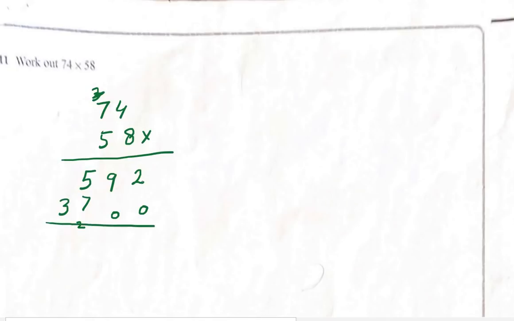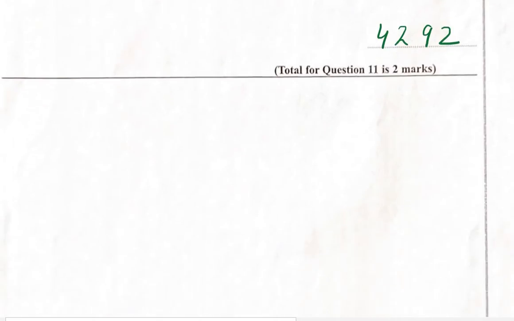Now I can add all these ones. I hope you know how to times this one. So we're going to add these two together now. 2 plus 0 is going to be 2. 9 plus 0 is going to be 9. 7 plus 5 is going to be 12. 1 carry. 3 plus 1 is going to be 4. So our answer is 4292. So look, this question is not hard as well, easy. 2 marks question. So we're going to move to the next question.